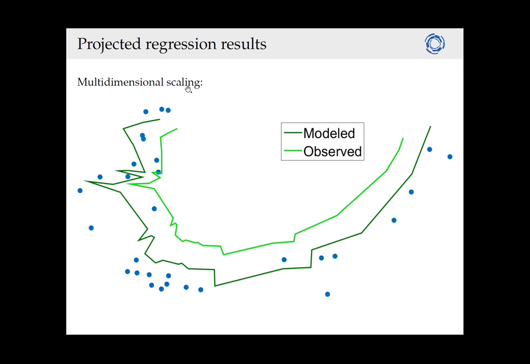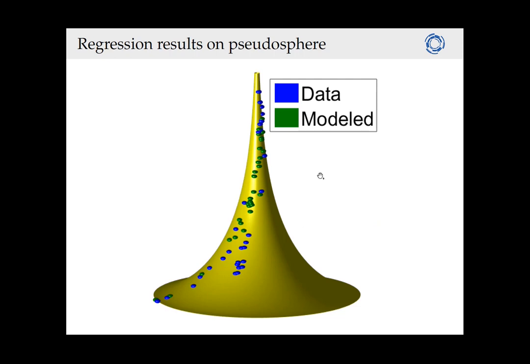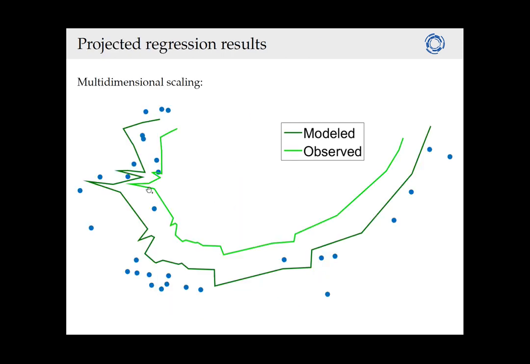This is a projection, again obtained by multidimensional scaling. Again, the blue points are the data points. The mean runs more or less in this direction, so you recognize this shape of the underlying manifold. And the standard deviation basically goes more or less in the perpendicular direction. The dark green points, connected by the dark green line, are the modeled probability distributions, and the light green line here are the observed probability distributions.